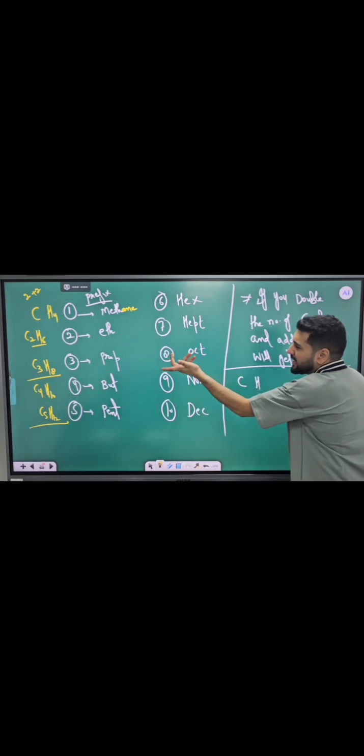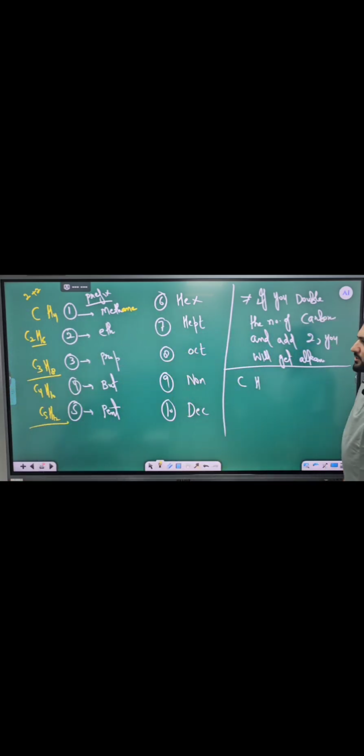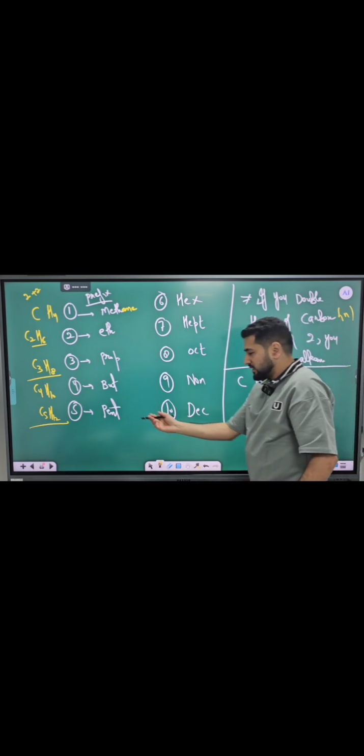Now look here, guys. What did I do? I mentioned if you double the number of carbon. Few minutes back I told you n represents the number of carbon atoms. So what I am doing: Cn, and with hydrogen I just double the number of carbon, 2n, then add plus 2. That is the general formula of alkanes. That's what we did a few minutes back. CnH2n+2.